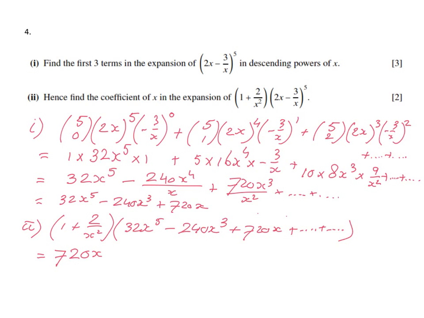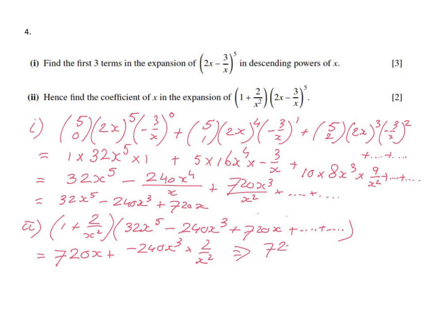The other one, you need to realize 2 over x squared times 32x to the power 5. Is that going to be a term in x after simplifying? No, that's going to be a term in x to the power 3. But 2 over x squared times minus 240x to the power 3, that is going to give me a term in x. Okay, so minus 240 x to the power 3 times 2 over x squared.